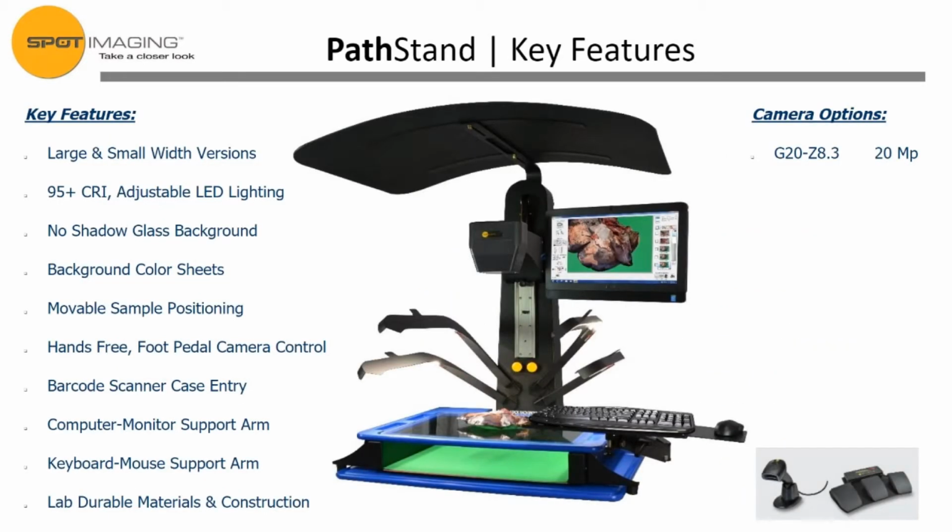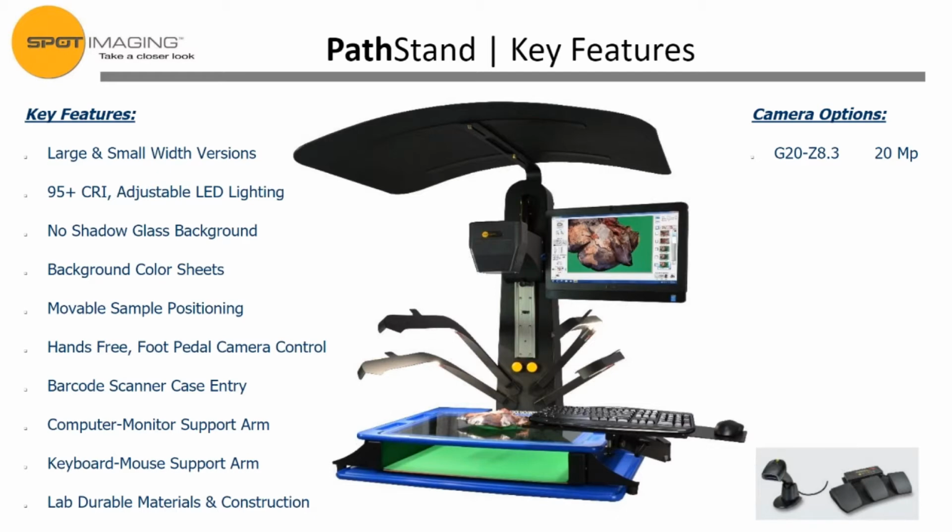Now, getting into the individual systems and targeting those. Basically, key features for the PathStand start off with a system that sits on your desktop and minimizes the amount of bench space you're going to take up. It has built-in adjustable lighting, which many of our competitors do not have. It's a 95 plus CRI, which means color rendering index, so it gives you really good color rendition.